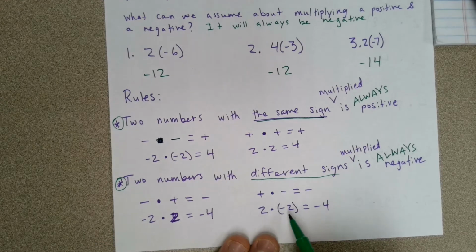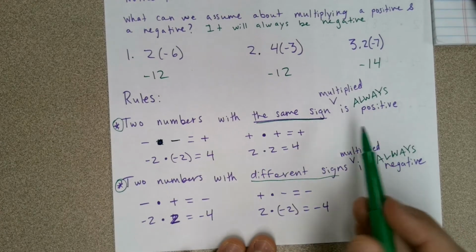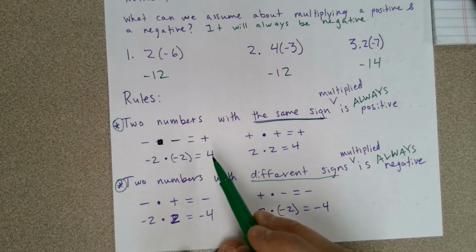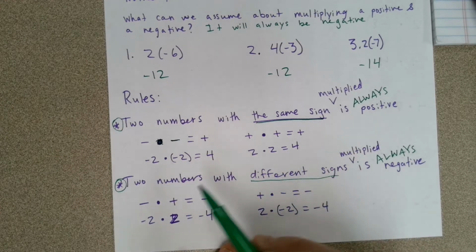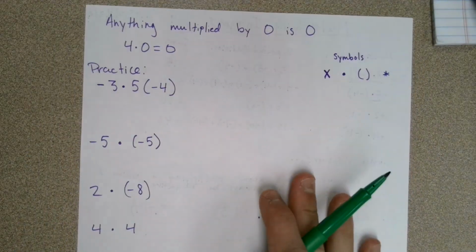Positive 2 times negative 2. Different signs. Negative. Negative 4. So you got to remember the same sign is always positive. If we have a negative and a negative, it's always going to be positive. Positive and a positive is always going to be positive. Different signs, always negative. Let's get some practice with that.